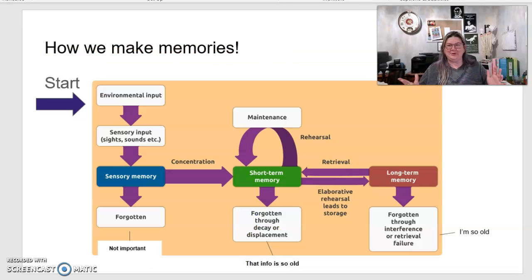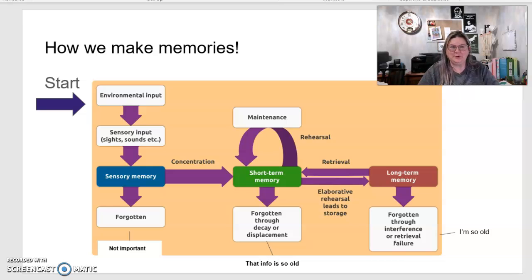So, how do we make memories? Well, let's start. Here's a flowchart. We start with environmental input. Sensory input gets into our sensory memory. At that point, we decide, are we going to remember it, or are we going to forget it? If we're going to remember it, we start to concentrate on it. We think about it. That will go into our short-term memory. If we rehearse and maintain our short-term memory, we can actually move those memories into long-term. Once in long-term, it's there until the end of time, unless something happens to make us forget.